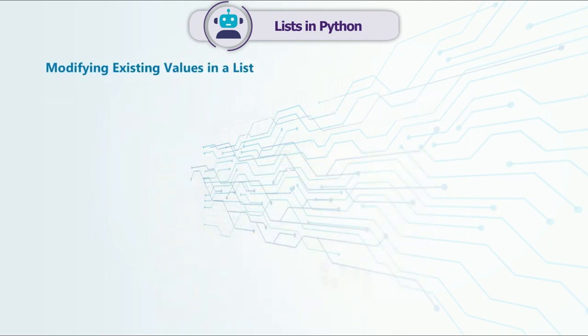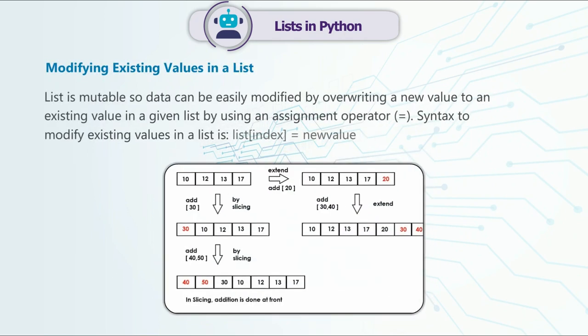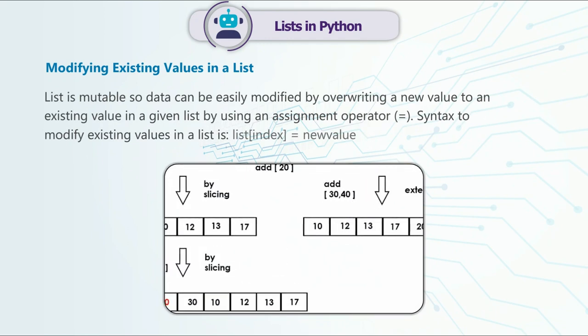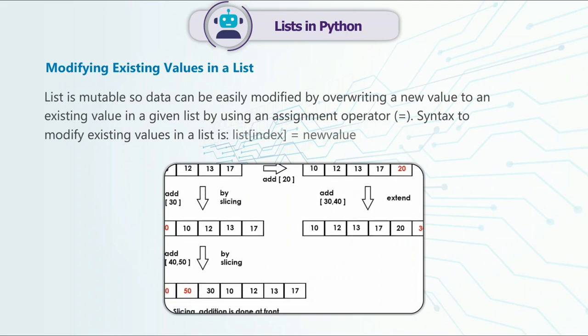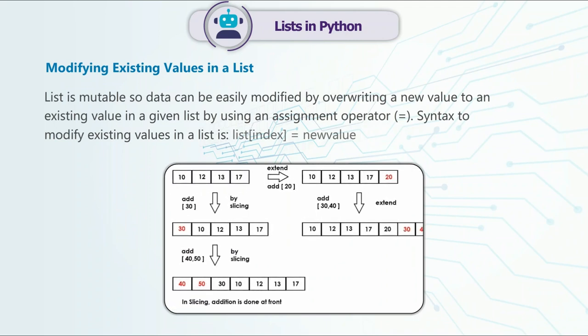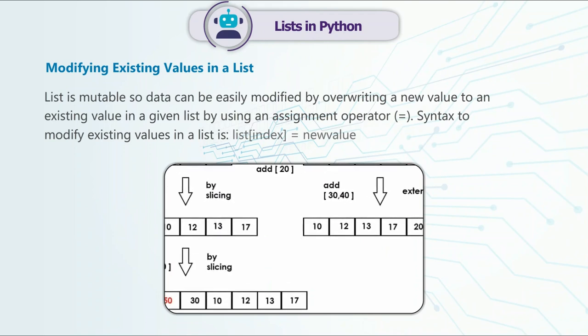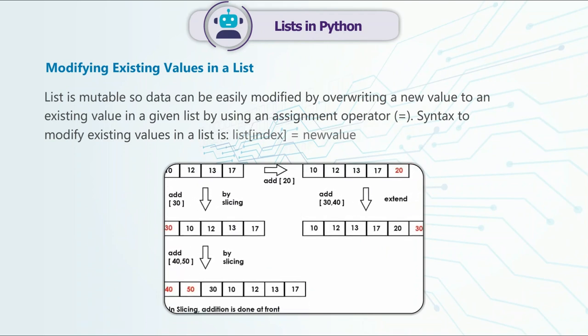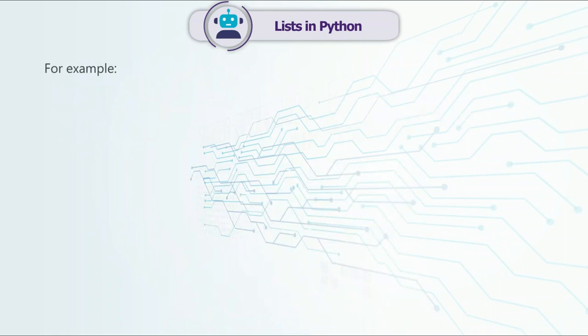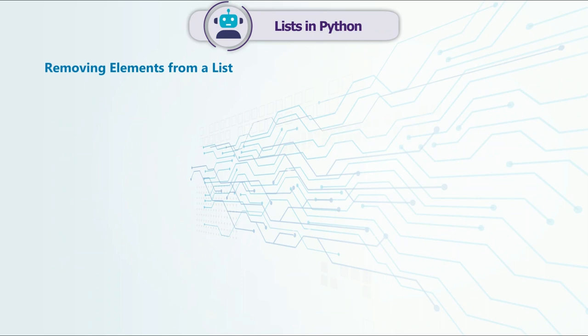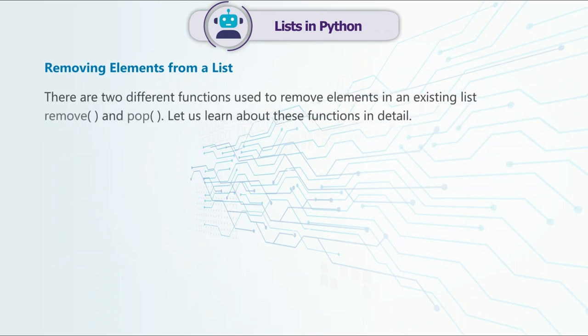Modifying existing values in a list. A list is mutable, so data can be easily modified by overwriting a new value to an existing value in a given list by using the assignment operator equal to. Syntax to modify existing values in a list is, for example, commands, output.